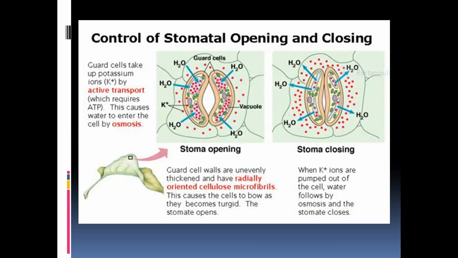So stomata open wide during the daytime in the presence of light, and at night when there is no light, what happens? The guard cell stops photosynthesis. The potassium ions also move out of the guard cells, and thus water also moves out of the guard cells, and the guard cells lose their turgidity, means they become flaccid. When the guard cells become flaccid, the stomata close. So this is the mechanism of stomatal opening and closing.